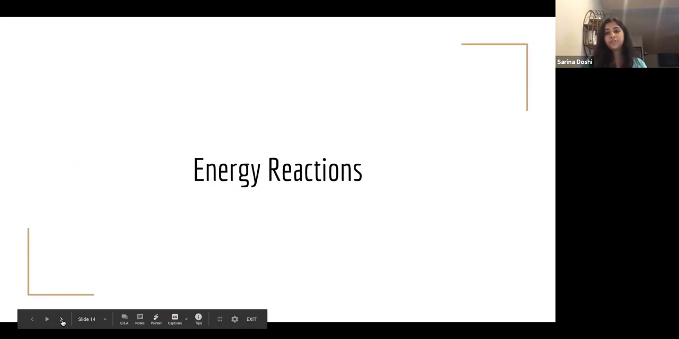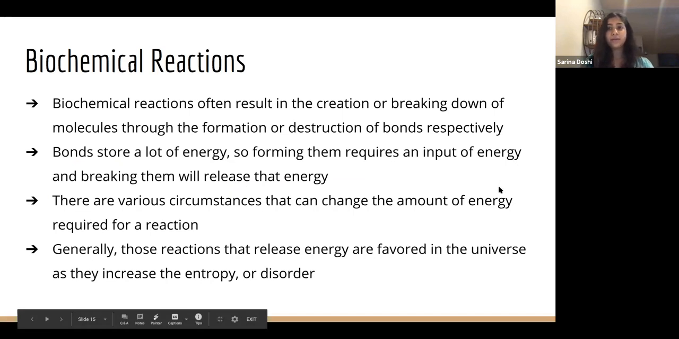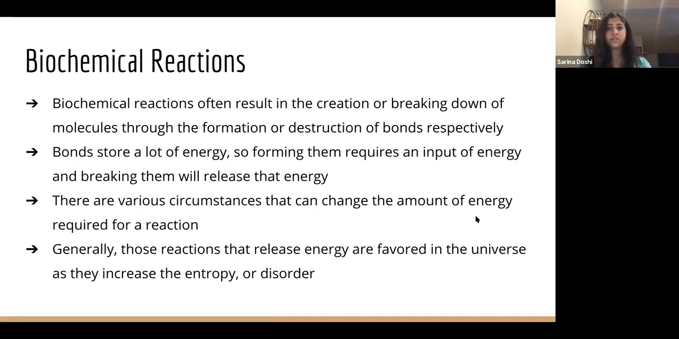Okay, so energy reactions. This is like a chemistry intensive version of it. Here we have biochemical reactions, which often result in the creation or breaking down of molecules through the formation or destruction of bonds, respectively. So basically, if you create a molecule, you're usually forming a bond, and if you break down a molecule, you're usually destroying a bond. The primary example I can give you would be the transformation of ATP to ADP. It is a reaction that breaks the bond between the P and the O atom. Bonds store a lot of energy, so forming them requires an input of energy, and breaking them will release that energy.